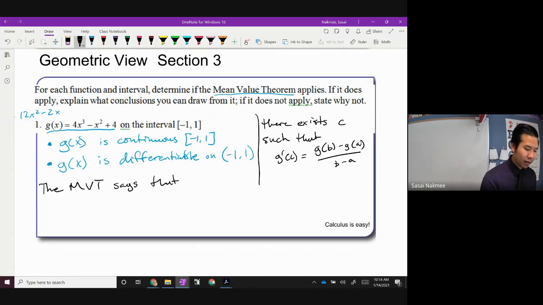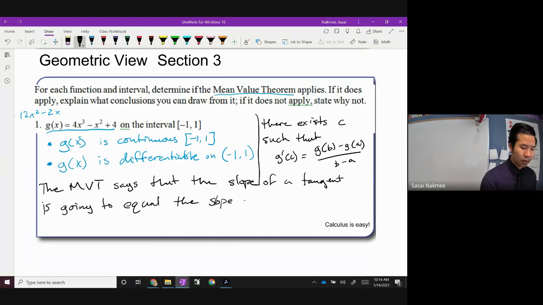says that the slope of a tangent line is going to equal the slope of the secant line of the endpoints.